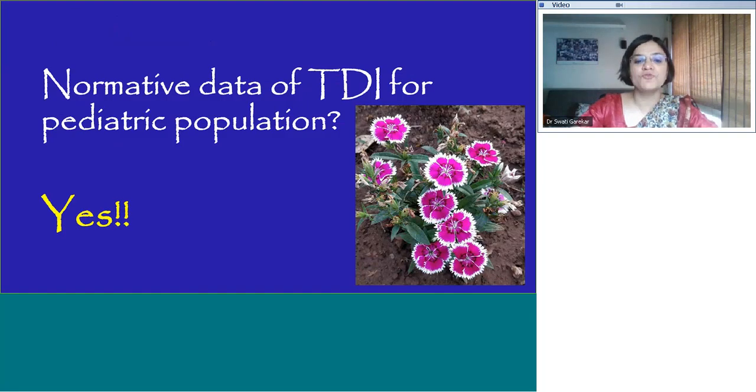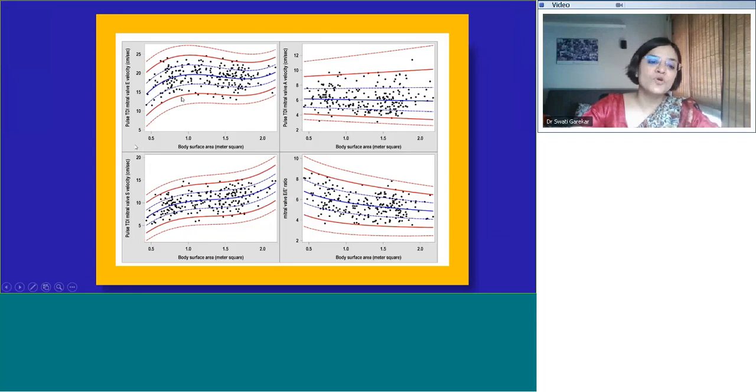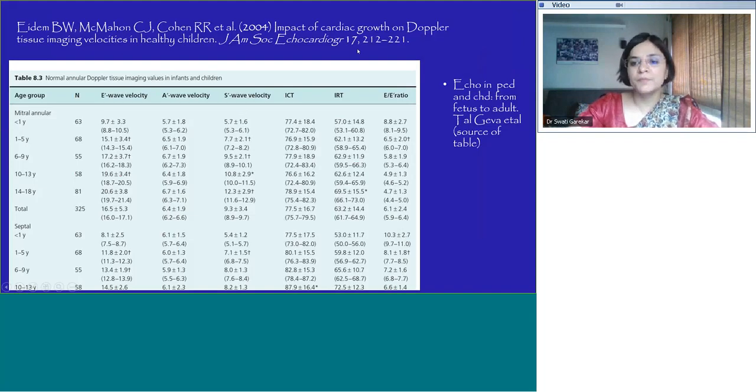We do have normal data for TDI for the pediatric population as well. The very same paper published in 2015 has generated E prime velocities and S and A and also E by E prime ratios. So if you look at someone with a BSA of 0.5, the top limit of normal for E by E prime is around 9. There are also tables available from other publications. This is from Park's book, and the data was published in 2004.